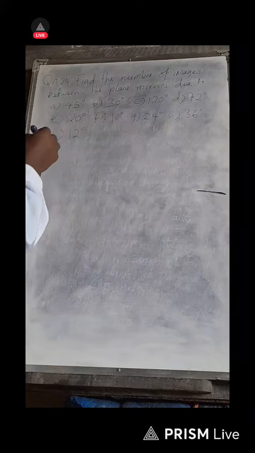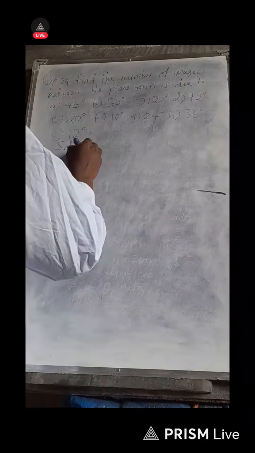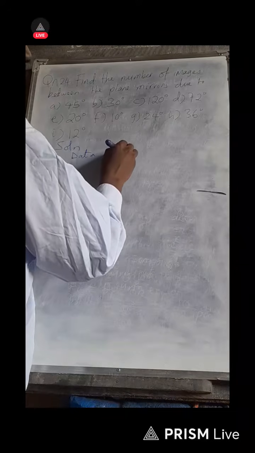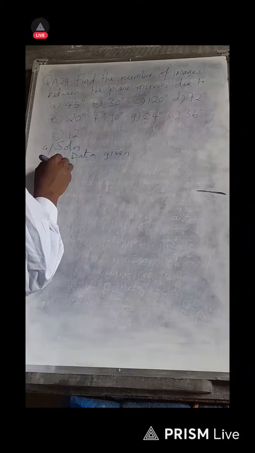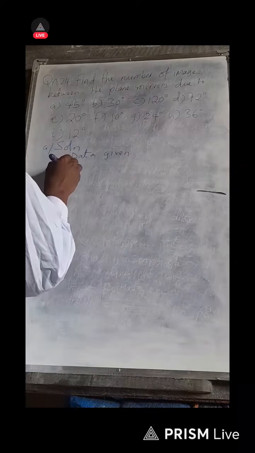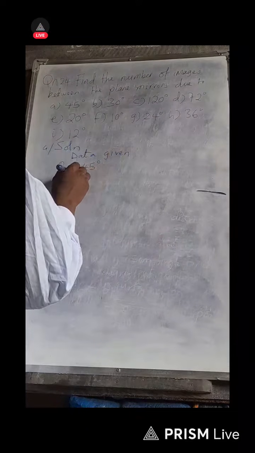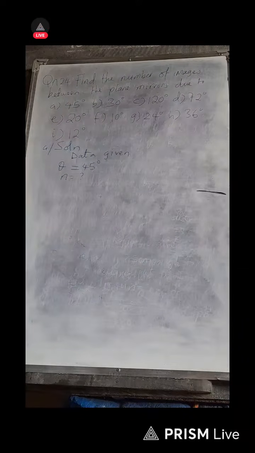Our first solution: data given. We have the given angle in solution A. Theta is equal to 49 degrees. What will be the number of images? That is a very important formula to be noted.